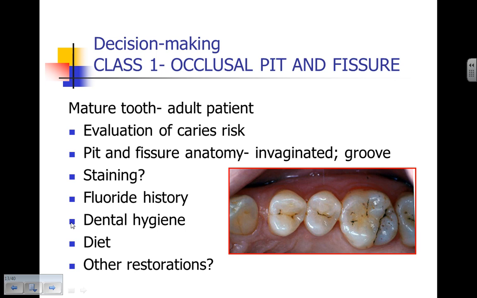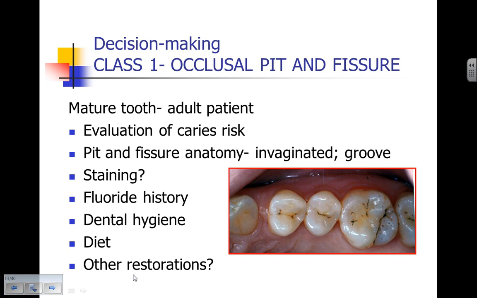Is their diet high in carbohydrates? So all the things that we've talked about relate directly to caries risk. What sort of acids do they have in their diet? Are they taking in soft drinks, perhaps energy drinks, iced tea with lemon? Is the enamel being attacked chemically by acid erosion?